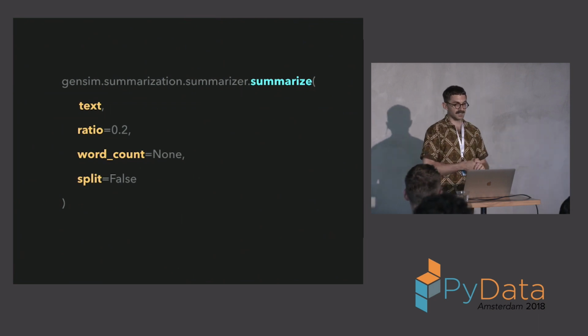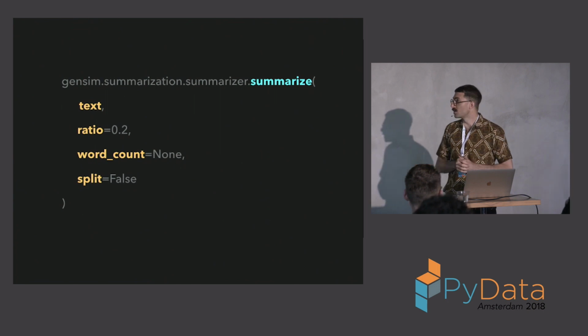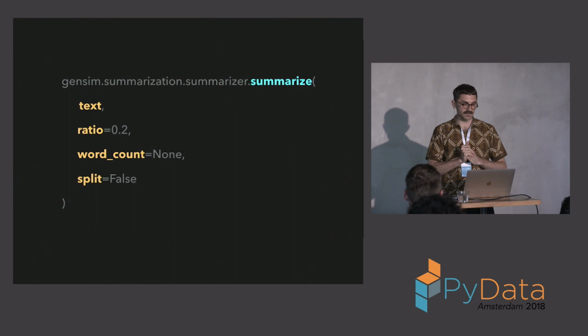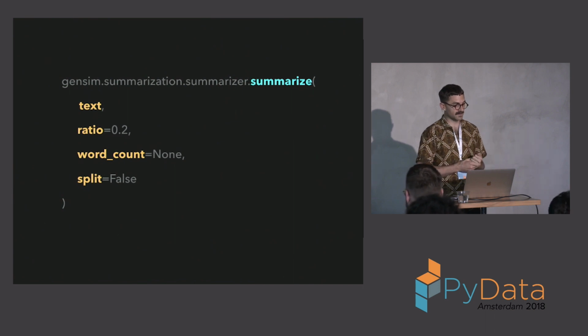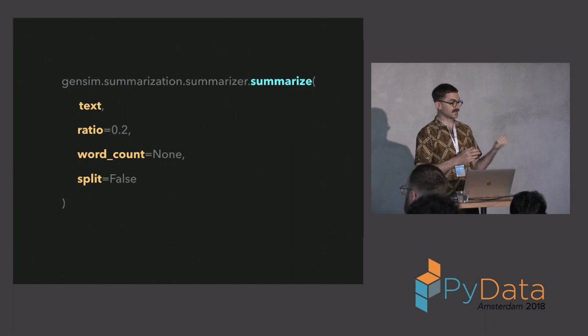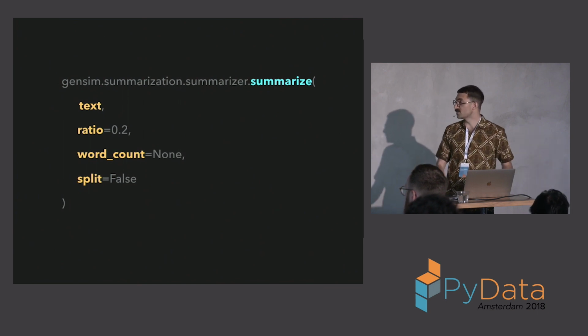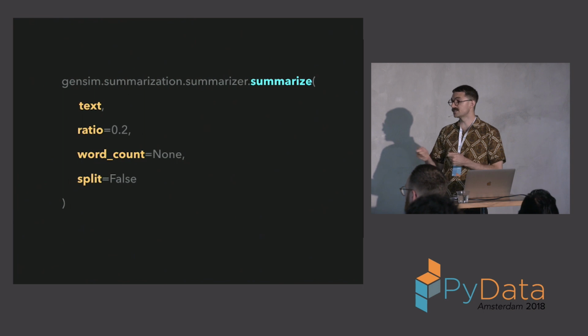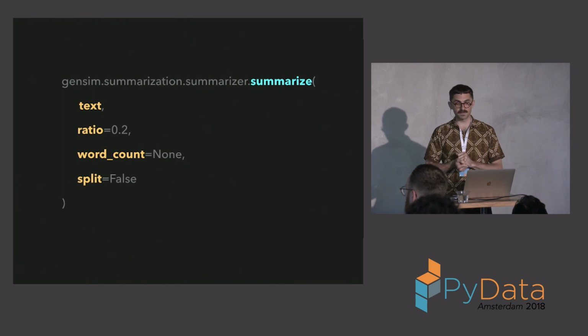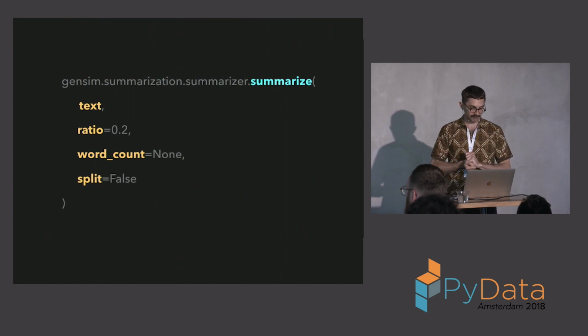Here, text is simply the string we'd like to summarize. Ratio and word count are the ways we set the predefined word limit on our eventual summary. And split provides this option for outputting your ranked sentences as a list, as opposed to some sort of concatenated string, which can come in handy if you need to use each of these individual sentences in the right order for some future downstream purpose, or if you don't like separating your sentences with a single space.